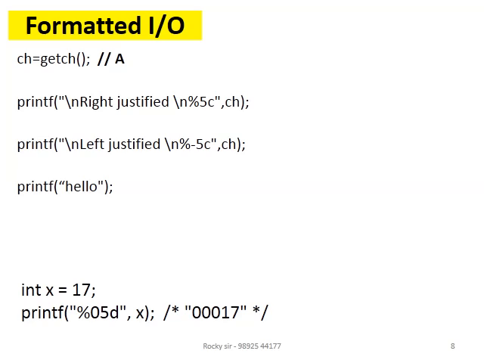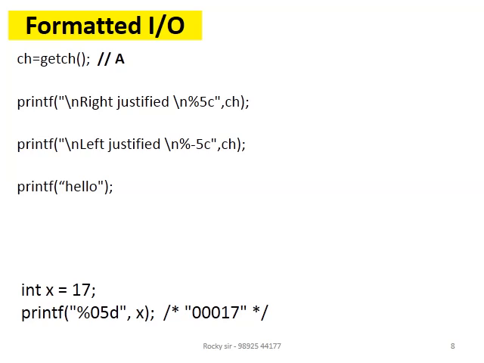Right. We move on to the next topic, formatted input output. Here we would be accepting some input character, say a, by using the function getch, and understanding how we can print it right justified and left justified.